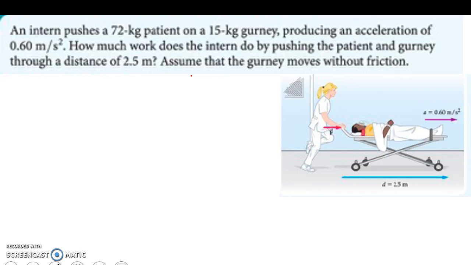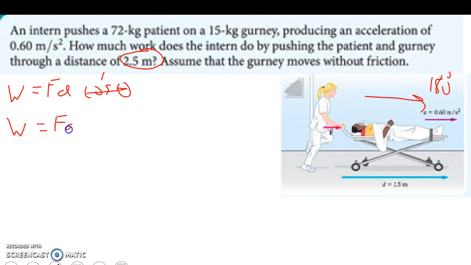When I look at this, the first thing I want to do is write work is force times distance times cosine theta. I know that's what work is. What do I know? I know distance, and I know my angle. It's a flat angle, so it'll be 180 degrees. I know the cosine of 180 degrees, or you should if you've taken geometry, is 1. So work is going to be equal to force times distance. But I don't know force. I know distance, but I can figure out force.